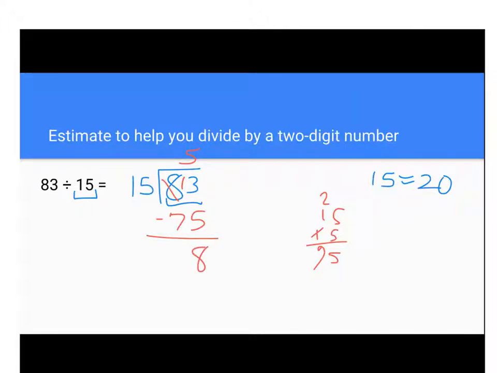And we are ending up with 8. So it would be 5 remainder 8, but remember we want to write it as a fraction. It would be 5 and 8/15.